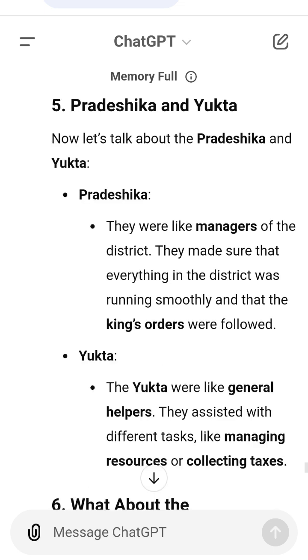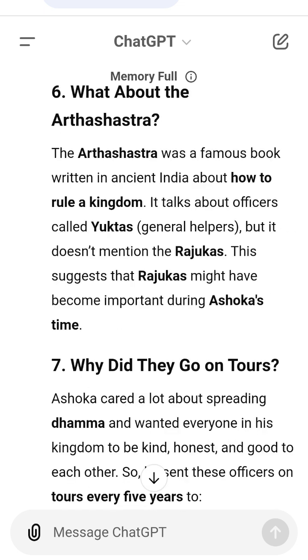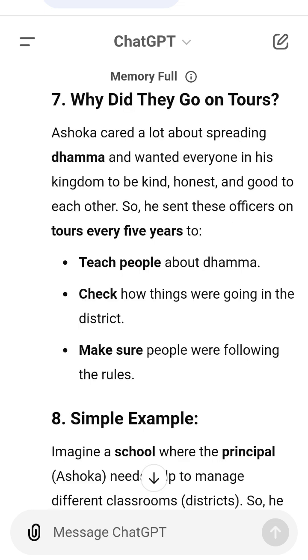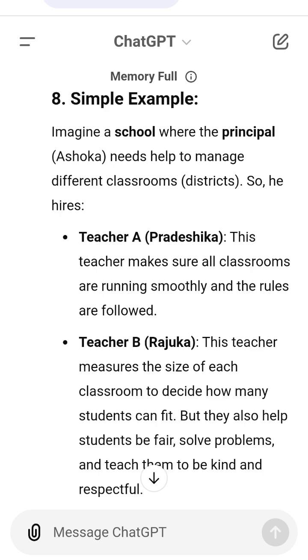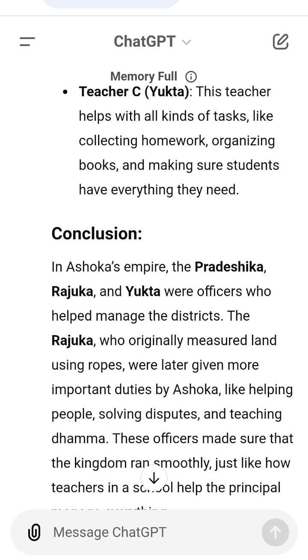Conclusion. In Ashoka's empire, the Pradeshika, Rajuka, and Yukta were officers who helped manage the districts. The Rajuka, who originally measured land using ropes, were later given more important duties by Ashoka, like helping people, solving disputes, and teaching Dhamma. These officers made sure that the kingdom ran smoothly, just like how teachers in a school help the principal manage everything.